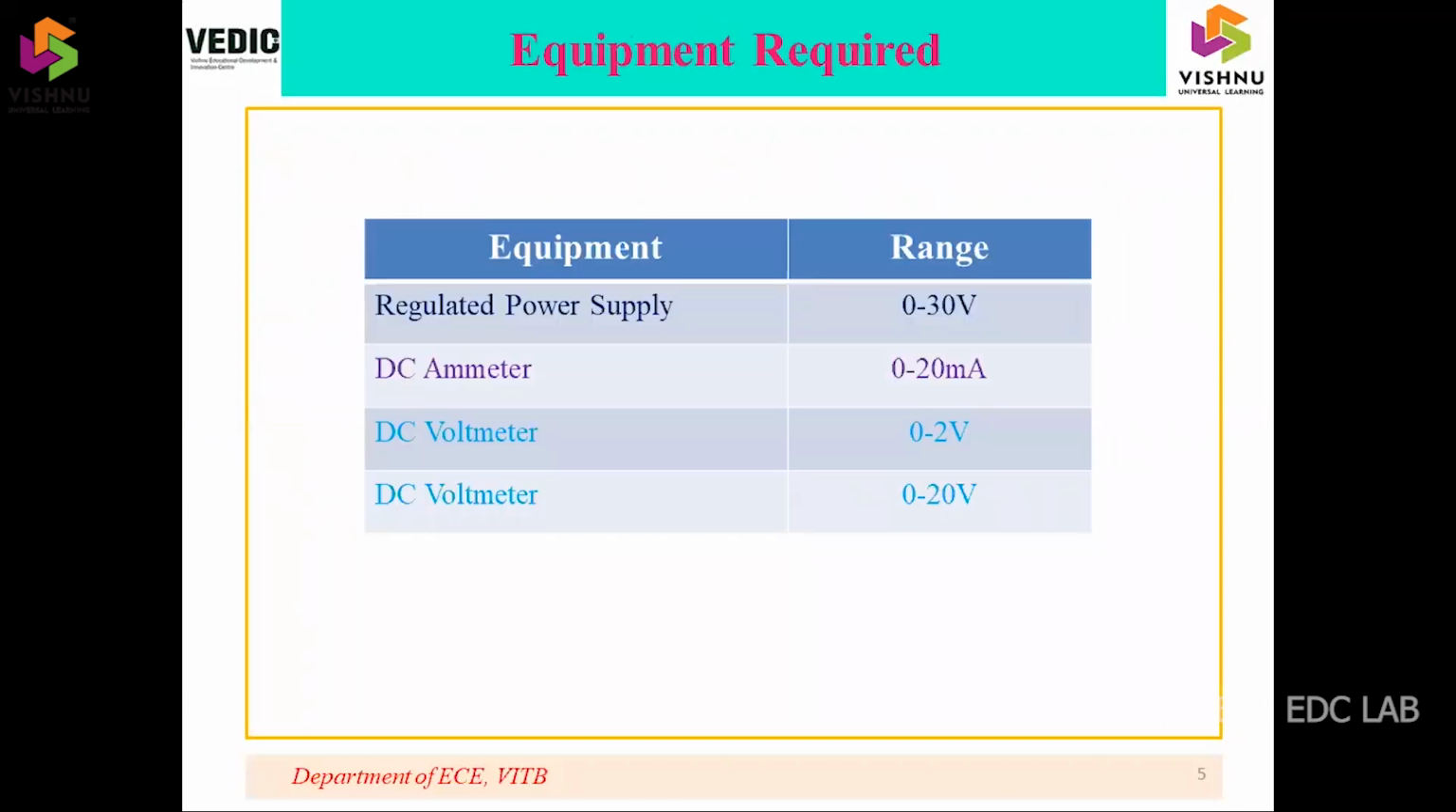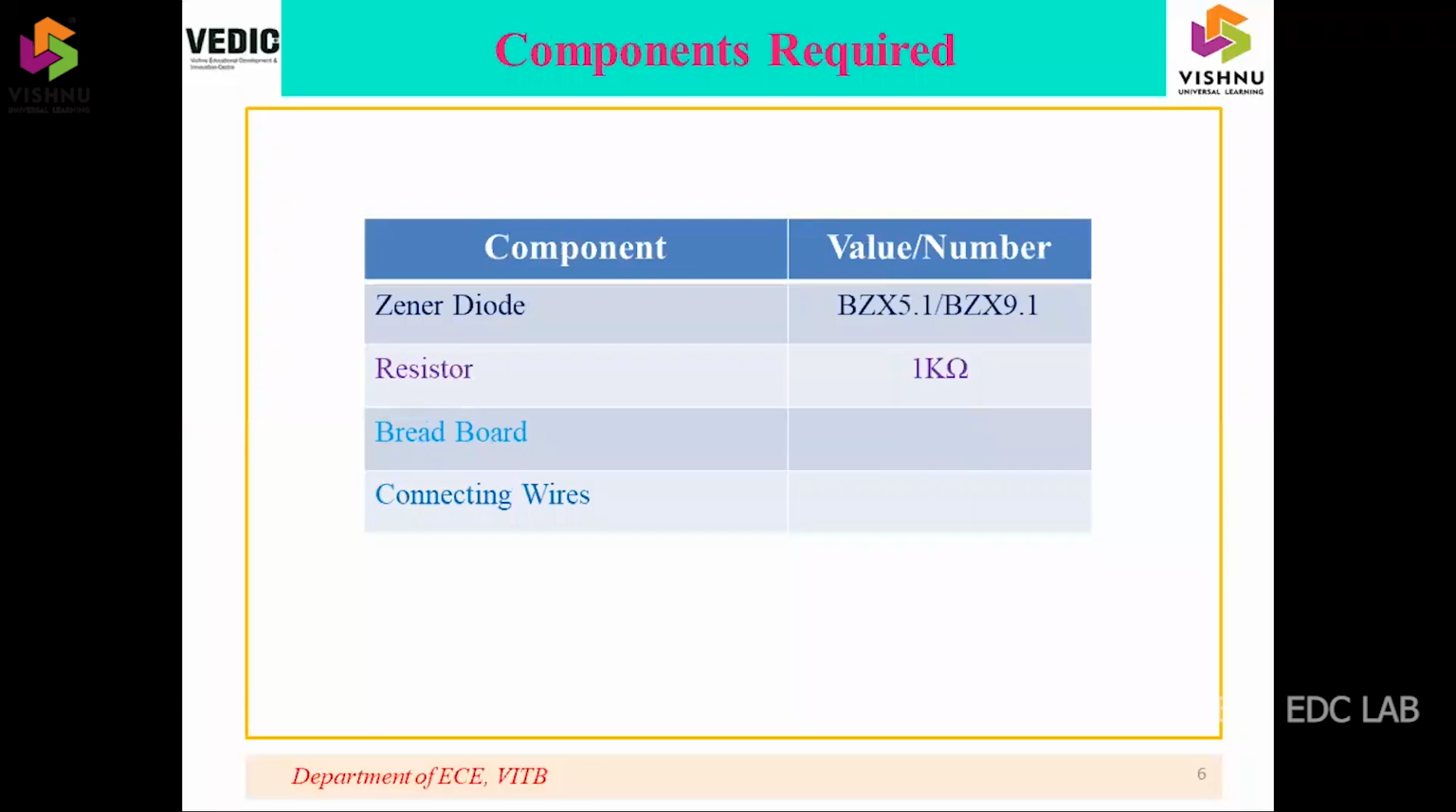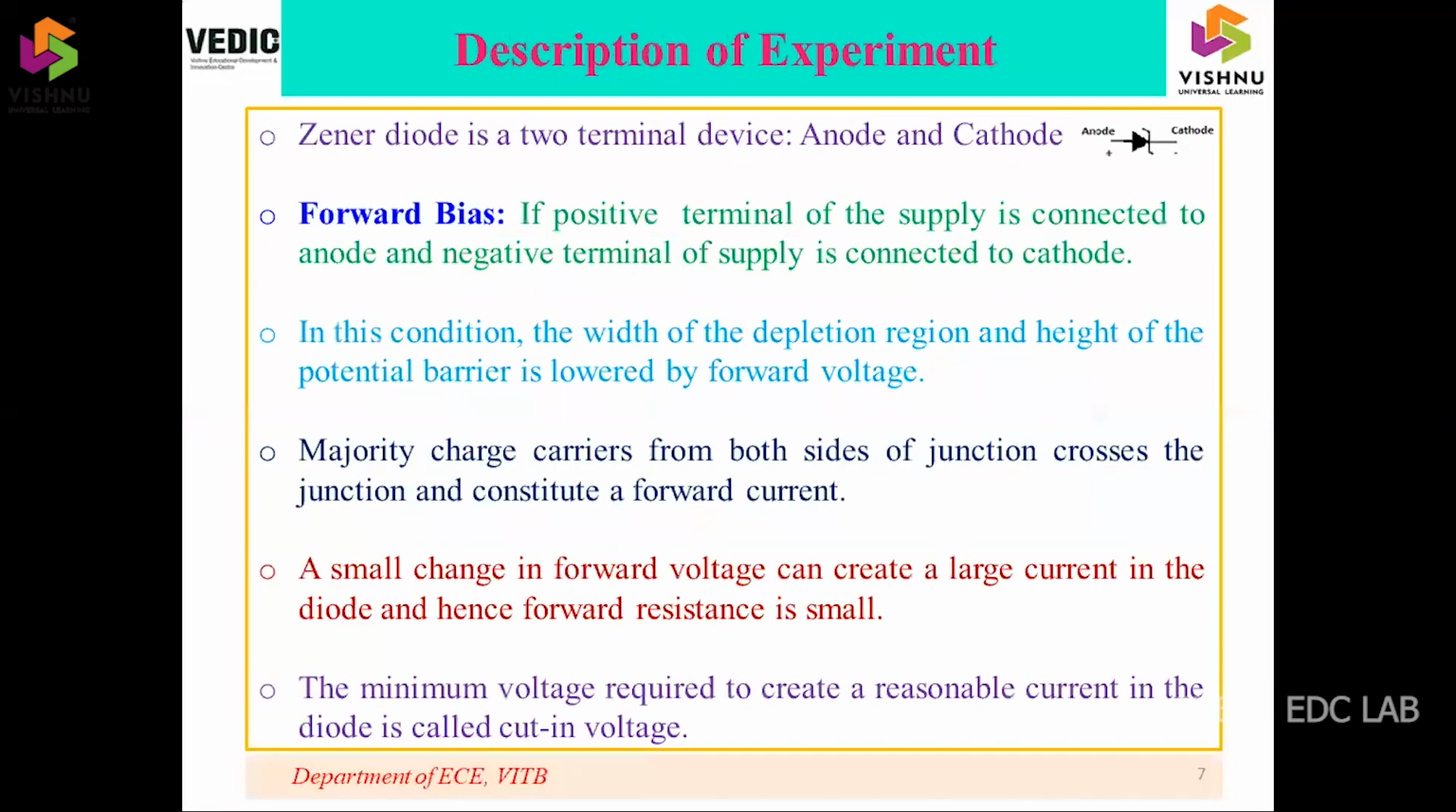The equipment required are regulated power supply 0 to 30 volts 1 unit, DC ammeter 0 to 20 milliamperes for both forward and reverse bias, DC voltmeter 0 to 2 volts for forward bias, DC voltmeter 0 to 20 volts for reverse bias. Components required are Zener diode BZ 9.1, resistor 1 kilo ohm, breadboard and connecting wires.